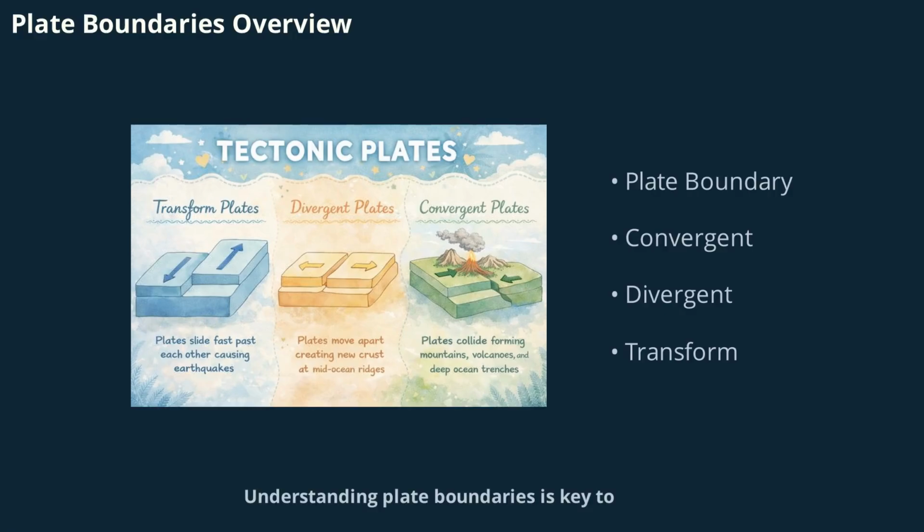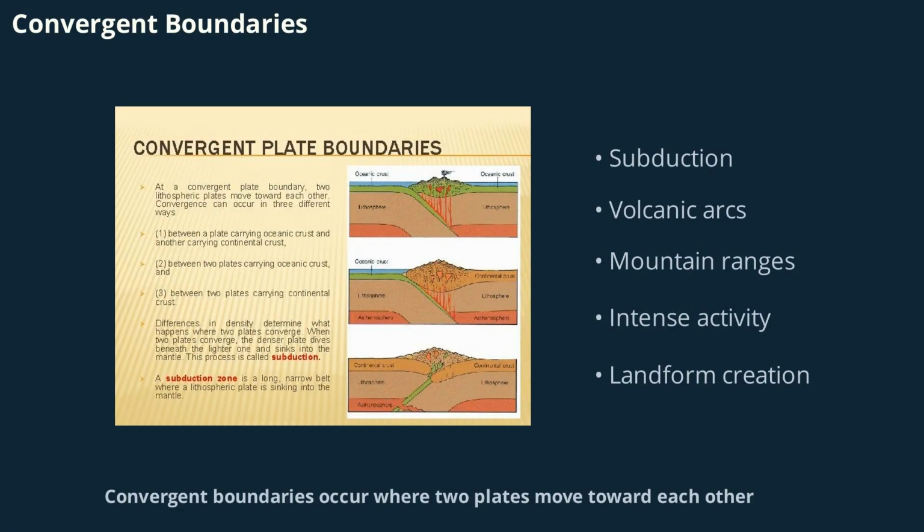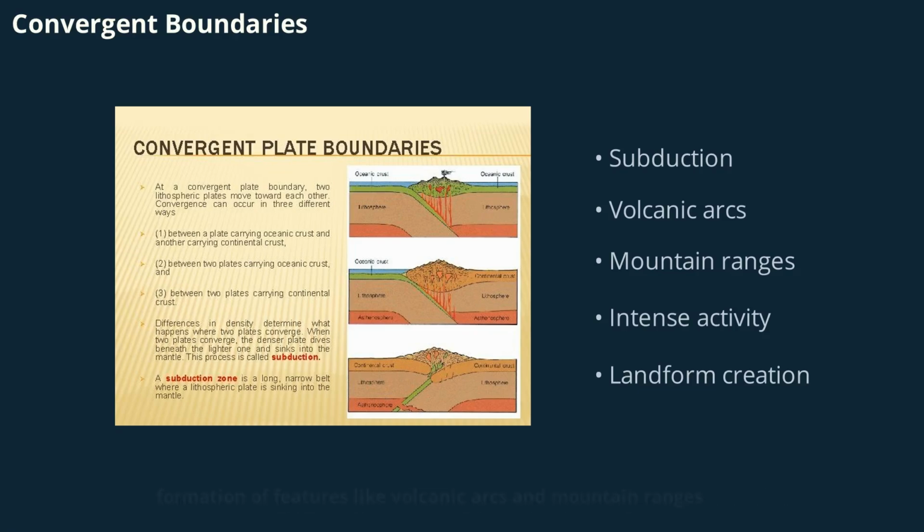Understanding plate boundaries is key to predicting and explaining Earth's dynamic surface. Convergent boundaries occur where two plates move toward each other. The denser plate is forced under the less dense one, a process called subduction. This leads to the destruction of crust and the formation of features like volcanic arcs and mountain ranges.